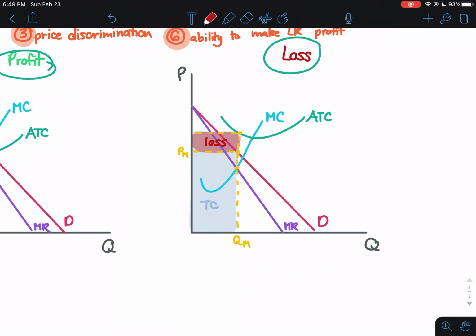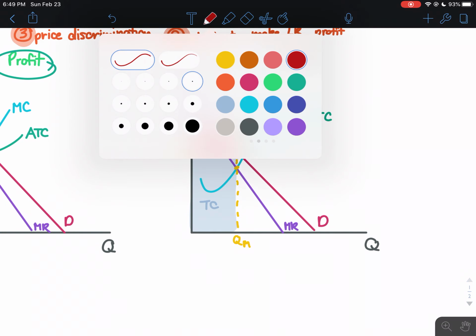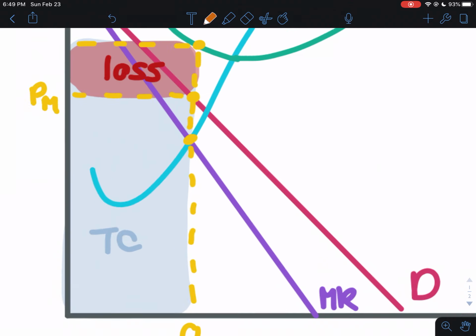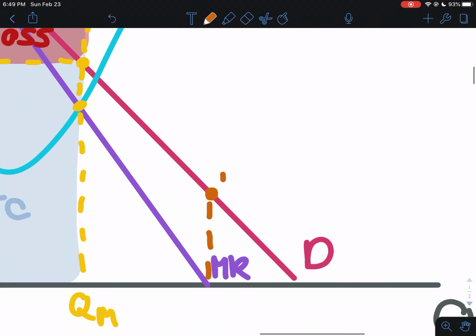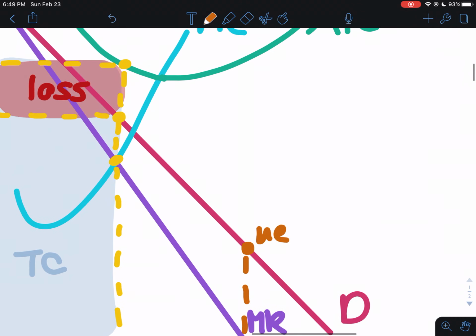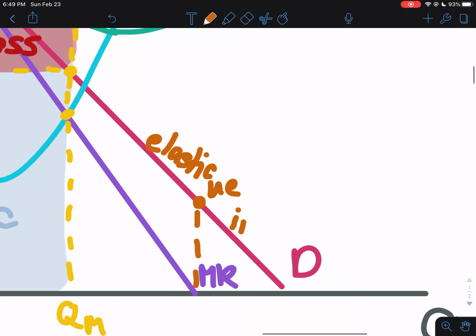So another thing with monopolies to find elasticity is that at MR equals 0, right up here, this is going to be unit elastic, and above is going to be elastic, and below that point is going to be inelastic.